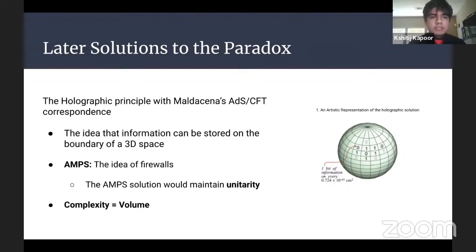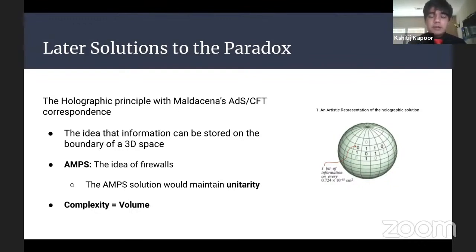Later, a collection of 4 physicists, commonly known as AMPS, proposed that the information paradox might cause physicists to give up on one of 3 fundamental physical principles: unitarity, quantum field theory, or Einstein's equivalence principle. In order to resolve this, they proposed the firewall solution, which would indicate that the Hawking radiation would be entangled with the information inside of the black hole initially, but that entanglement would instantaneously be broken, causing a high amount of energy to be released and creating a firewall at the event horizon.